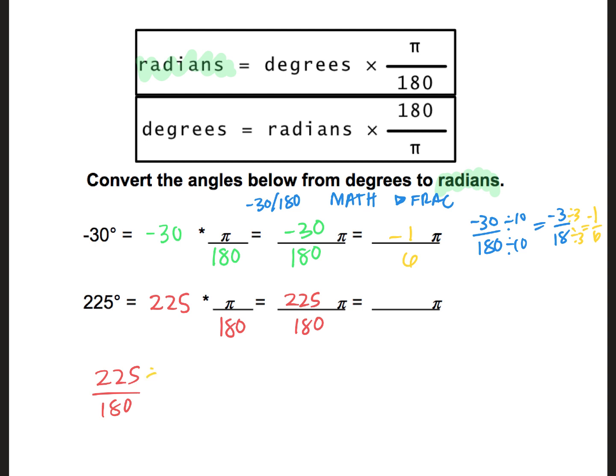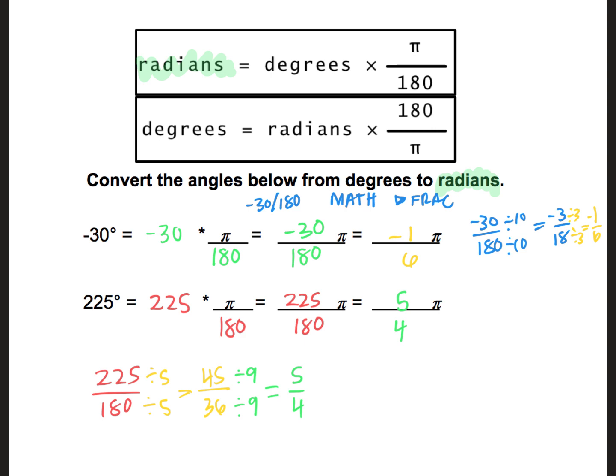But if I divide by 5, on top we get 45. On the bottom, we get 36. All right, so now I'm looking for something that goes into 45 and 36. I believe I can divide both of those by 9. 45 divided by 9 is 5. 36 divided by 9 is 4, so we have 5 over 4. And I can't simplify that anymore, so that's going to be my final fraction, 5 pi over 4.